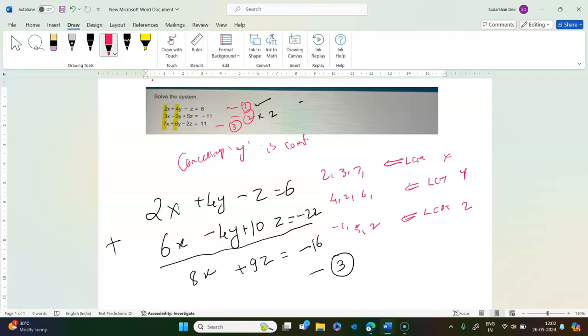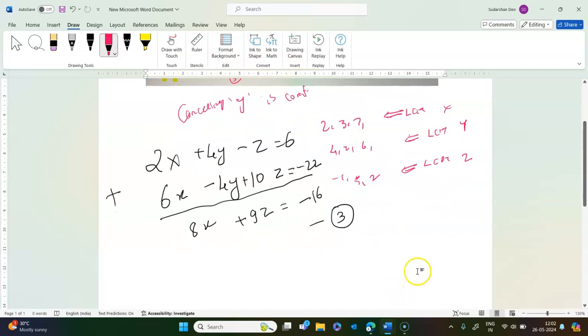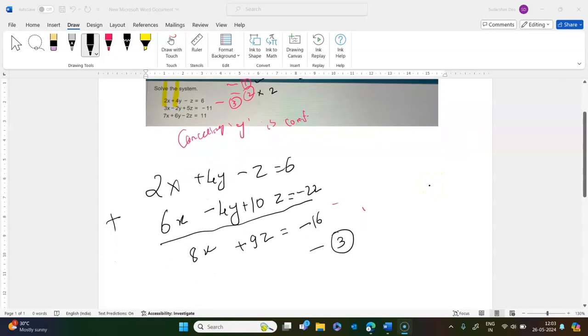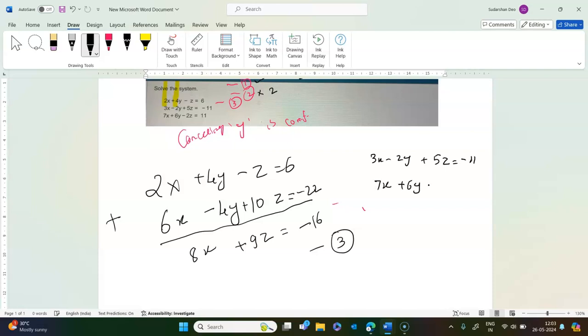So if you'll multiply this equation 2, I'm multiplying this equation 2, so just adjusting in this case now. Let us multiply 3x minus 2y plus 5z is equal to negative 11. And we have 7x plus 6y minus 2z is equal to positive 11. Let's multiply this whole equation by 3.